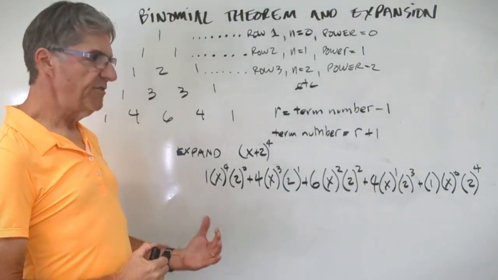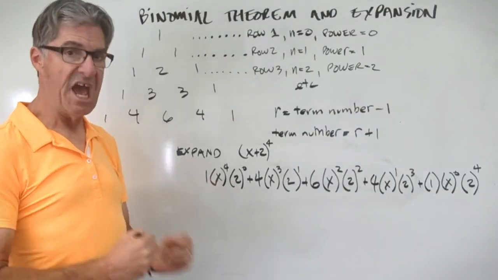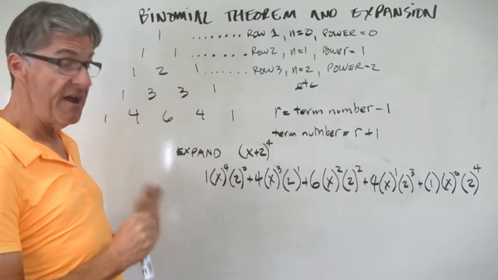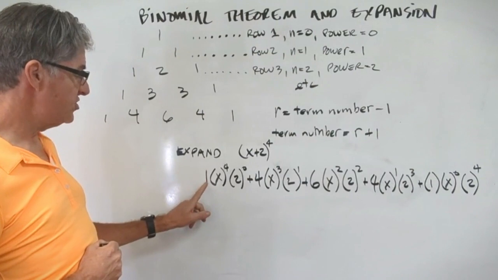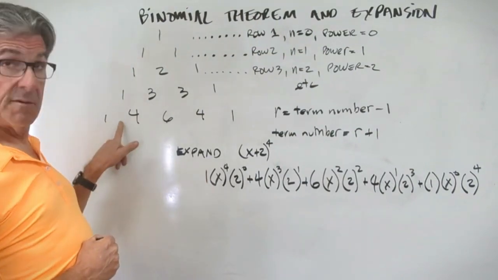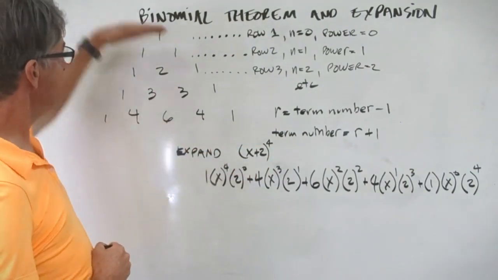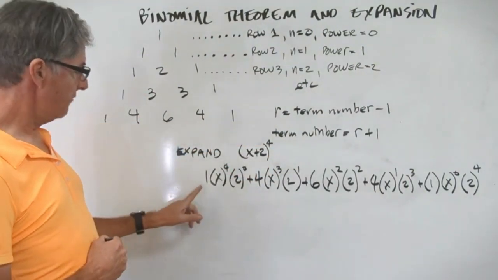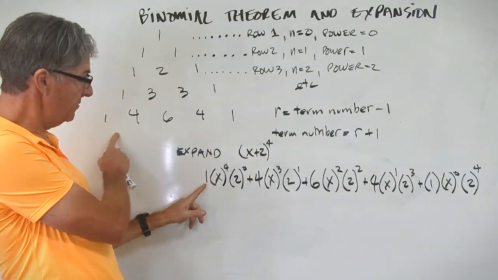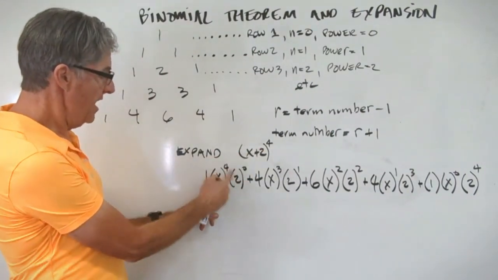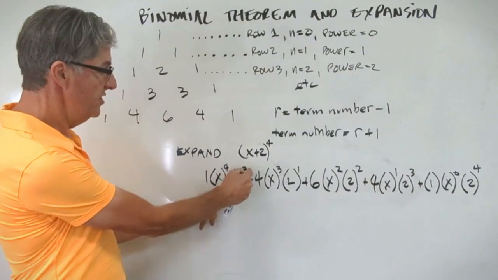Okay, I wrote out the first step and I kept everything in place. I didn't do any gymnastics in my head. I just wrote down everything. So I write my term number from my triangle. Remember, I have the fourth power, so that would be the fifth row. So I write down my 1 for the first term there, and then my x to the 4, because that's my power, and then my 2 to the 0.